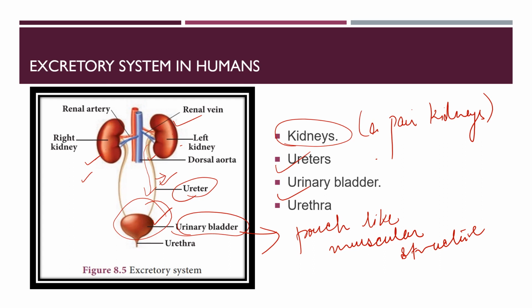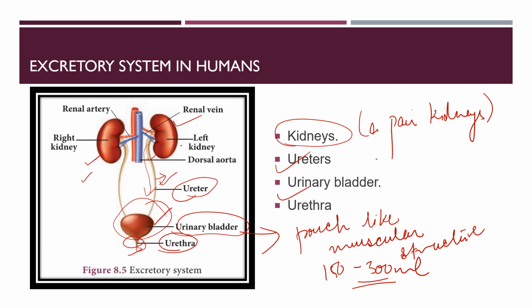What is the average capacity in an adult male? The average capacity of the urinary bladder is 150 to 300 ml of urine. This is the average amount of urine which can be stored in a bladder. Now next comes the urethra. What is the role of the urethra? It is also a tube like opening at the end of the human urinary system, through which the urine is passed out.